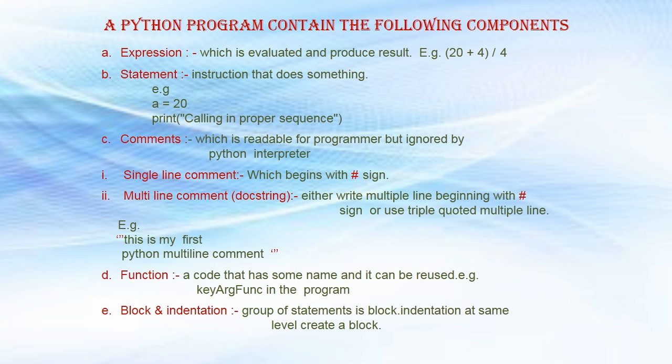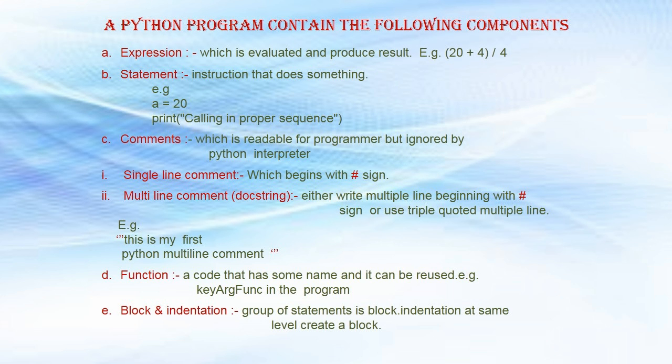And why do we comment in programming? We make comments so that, suppose I am working on a program, and due to some reason some other person comes and starts working on the same program. The second person should know what I have done, what variables I have taken, and why I have done those calculations. Whatever main things I do in the program, I will write in the comment for reference, right? Now, a function is a code that has some name and it can be reused.